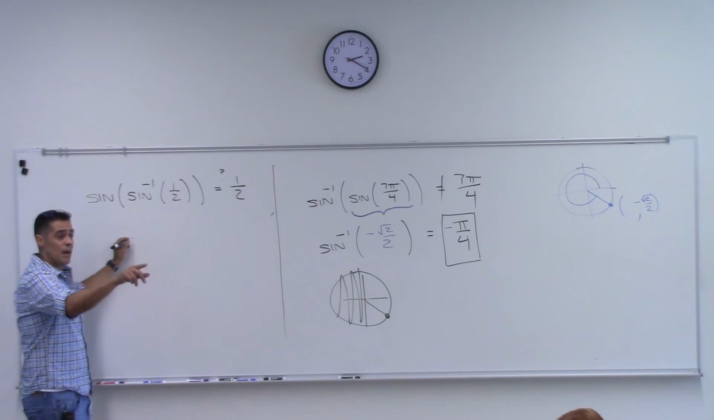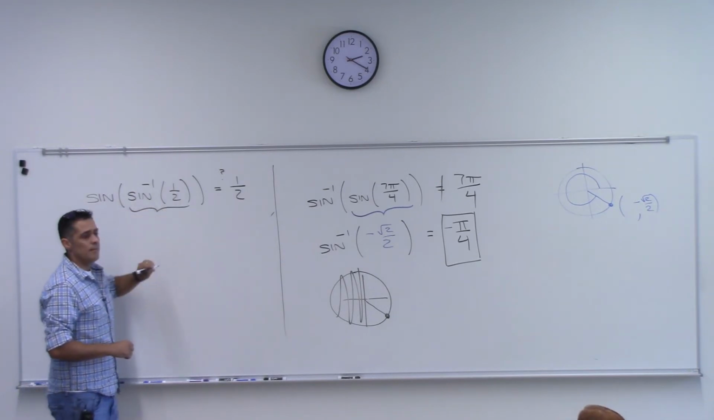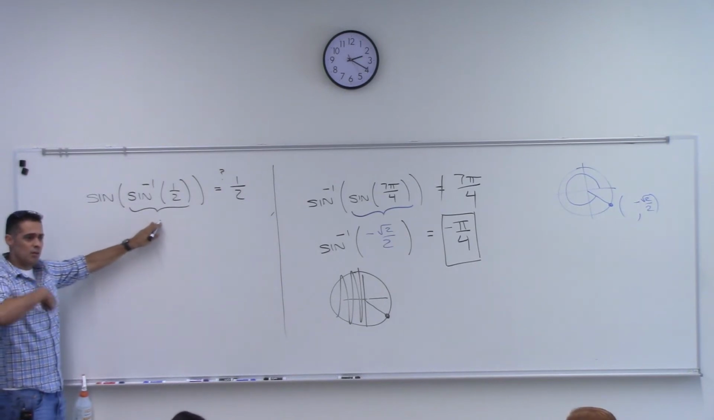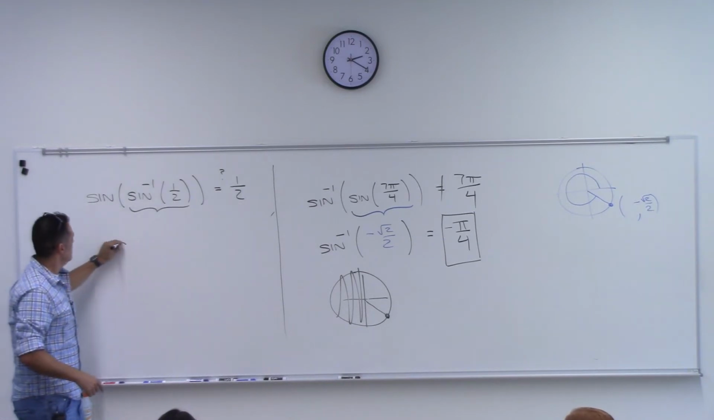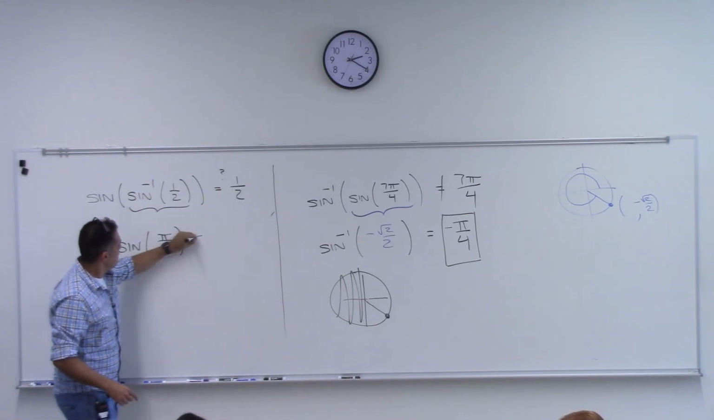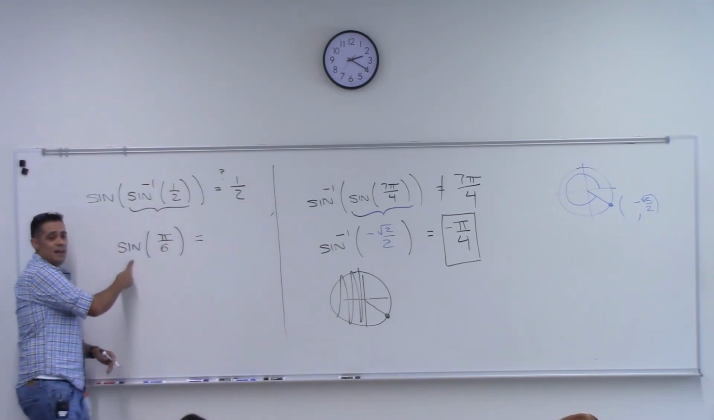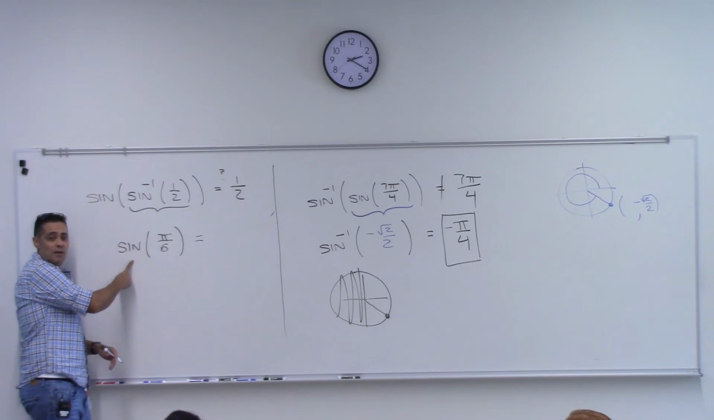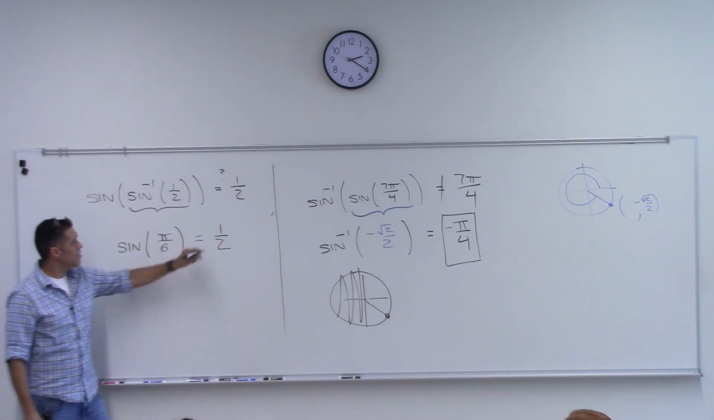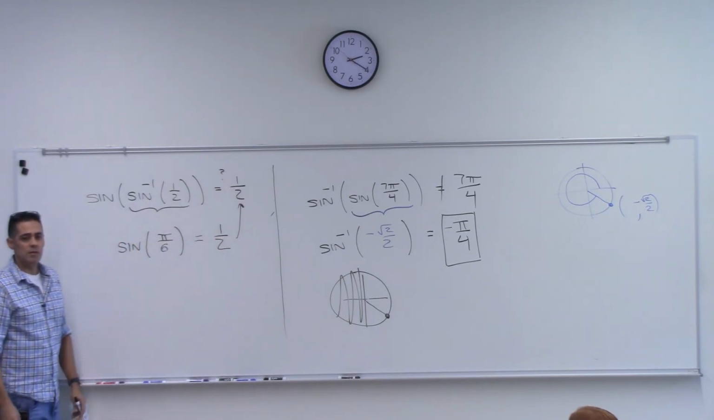Now you had this right. You said that's pi over 6, right? You're saying where on the unit circle in the first or fourth quadrant is your y coordinate 1/2? Okay, and now this is saying what's the y coordinate at pi over 6? 1/2. Okay? It worked, didn't it? It worked.